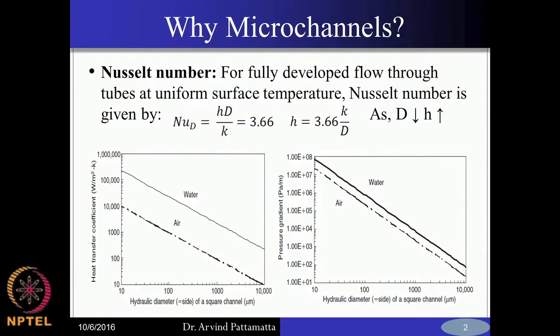Now, as you can see on the plot for pressure drop, as you reduce the channel diameter by 3 orders of magnitude, you have an increase by not just 3 orders, but about 7 orders of magnitude. This is the pressure gradient in Pascal per meter. This is the kind of pressure penalty that you have to pay. That is why this becomes a very interesting problem if you want to optimize by moderately increasing the Nusselt number, keeping the pressure penalty increase to a minimum.